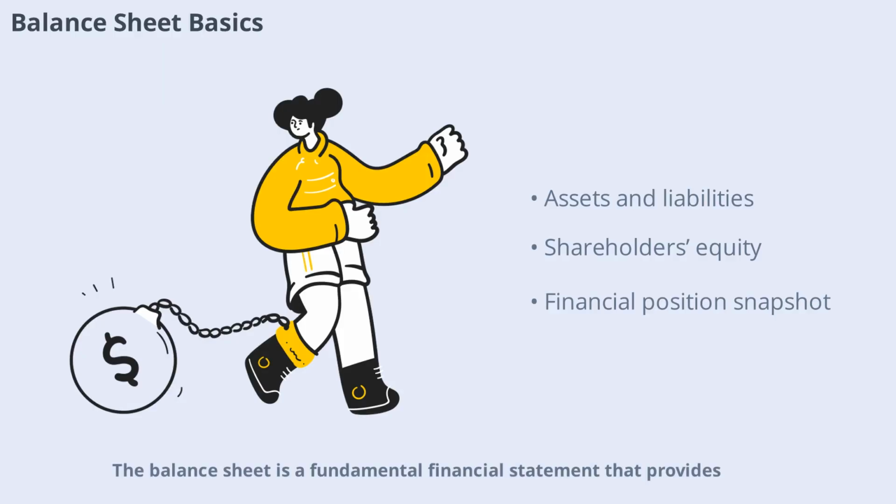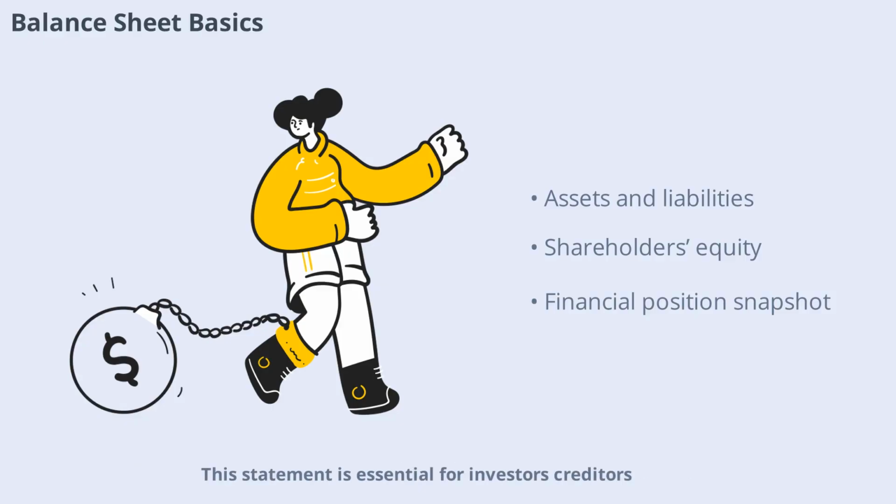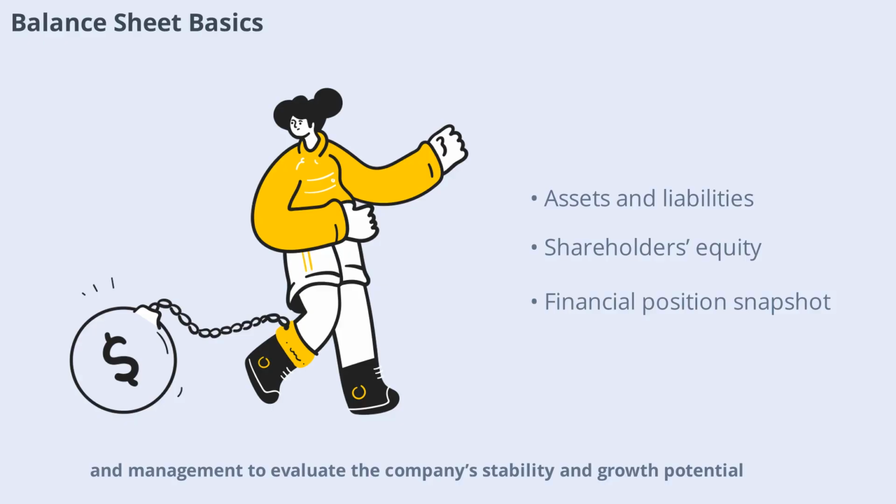The balance sheet is a fundamental financial statement that provides a snapshot of a company's financial position at a specific date. It lists assets, liabilities, and shareholders' equity, showing what the company owns and owes. Assets include cash, inventory, and property, while liabilities cover debts and obligations. Equity represents the owner's residual interest. By analyzing the balance sheet, stakeholders can assess liquidity, solvency, and capital structure. This statement is essential for investors, creditors, and management to evaluate the company's stability and growth potential.